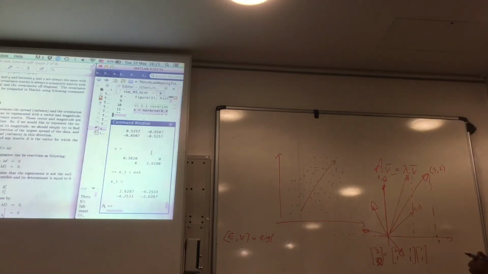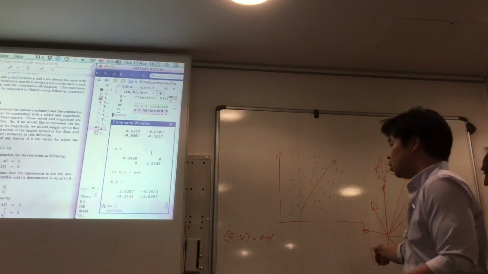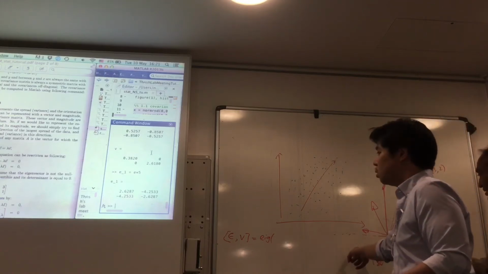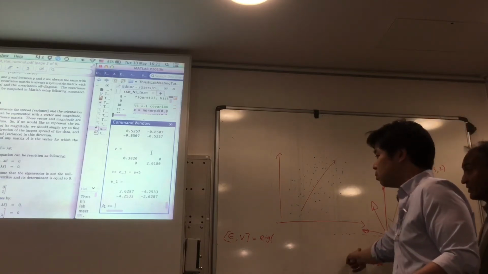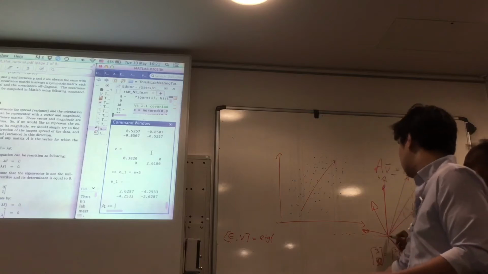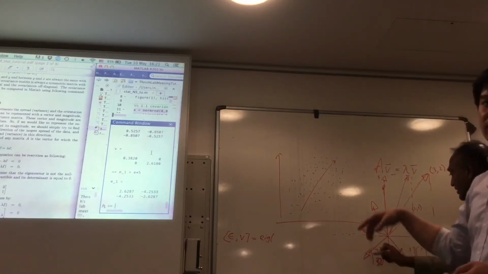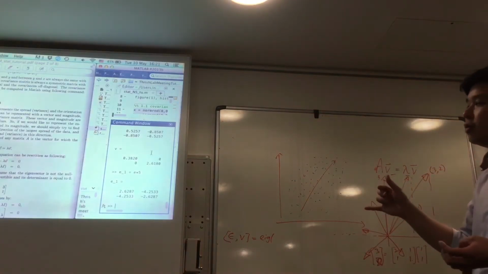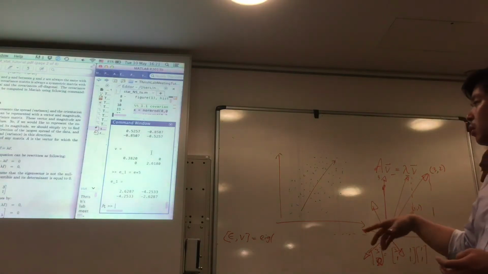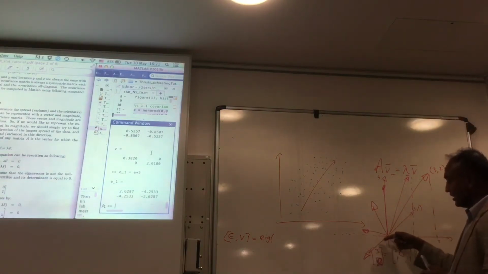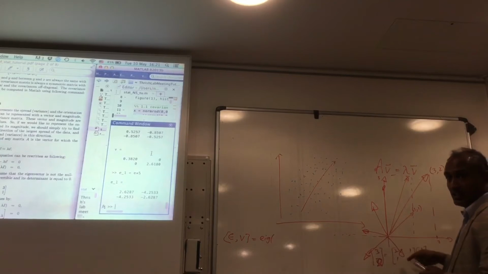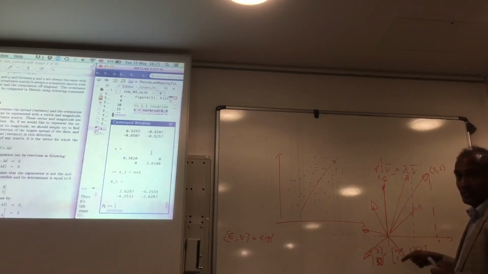No, both of them are negative. I think X and Y both are negative. So 2 minus 4 is pointing there, and the other one is pointing there. But this is just direction, not the magnitude. So this is the direction of the one eigenvector and the other eigenvector, right?